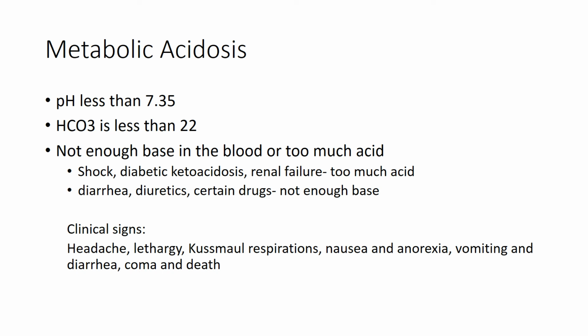Metabolic acidosis. pH is less than 7.35, bicarb is less than 22. It's not enough base in the blood, there's just too much acid. We'll see it with shock, diabetic ketoacidosis, renal failure, diarrhea, diuretics, certain drugs where there's not enough base.